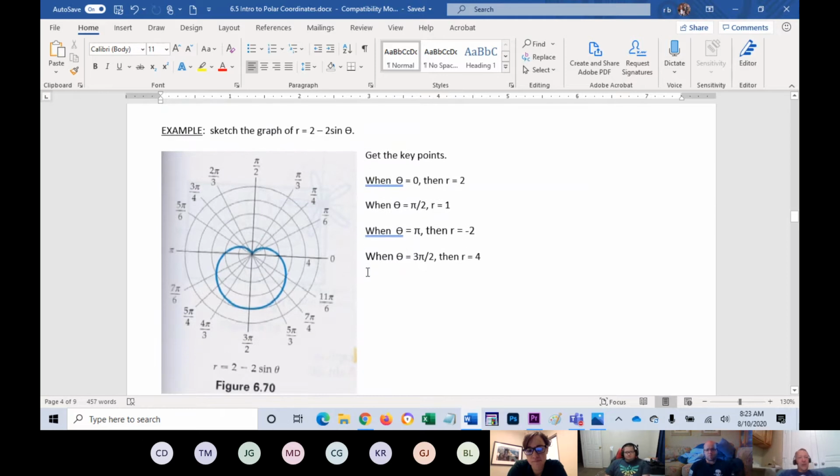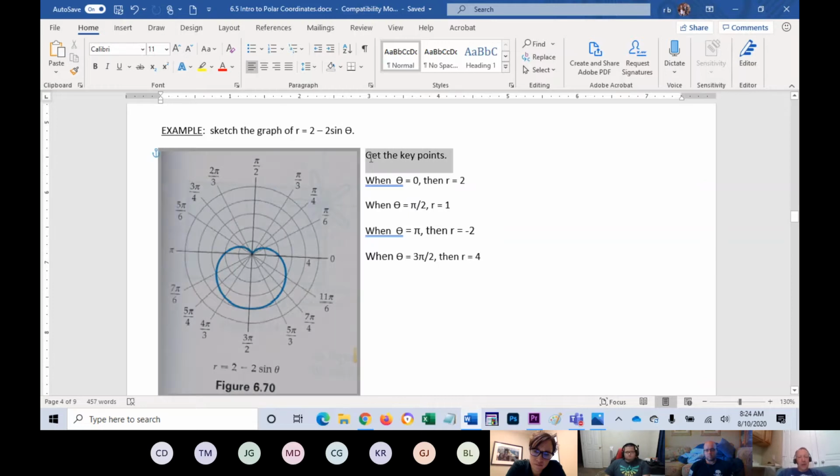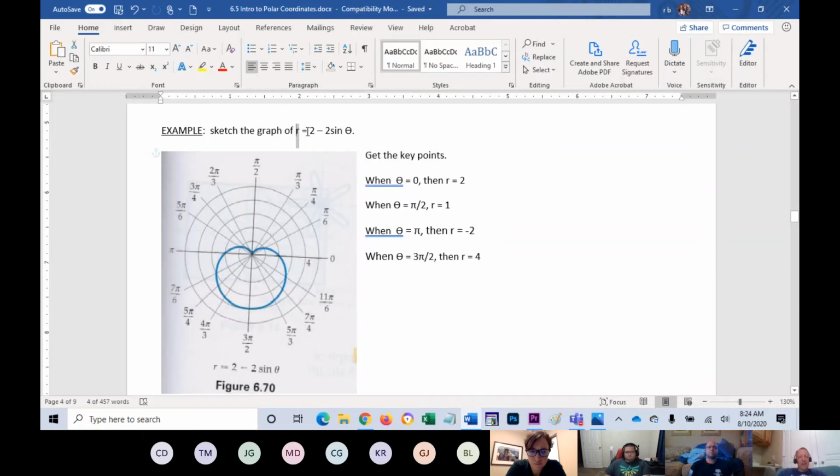All right. So if we sketch the graph of r equals 2 minus 2 sine theta, the idea here is hopefully you can recognize this as a cardioid, right? Okay. Now, I want you to be able to just look at this and go, I know that's going to be a cardioid. Now, the key points, there are going to be 4 key points that we're going to want to graph on this. First of all, you should just look at this and know this is a cardioid, okay?